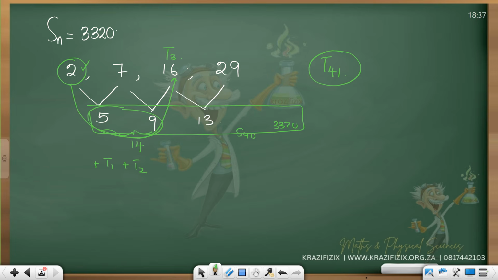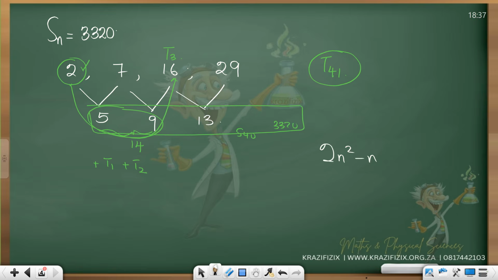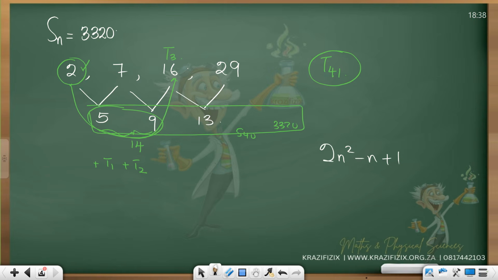In fact, if you didn't know what to do, you know what I would have done in the example? I would have done this: 2n squared minus n plus 1. Let's be smart, because this is my quadratic. That's what I did. And they said this should be equal to what? 3322. You'll get n as 41 here. So even if you didn't know what to do, the examiner is referring you back to the quadratic. So there's a quadratic term that is equal to 3322. If I want to do a calculation, this is the calculation I will do. Are we on the same page?